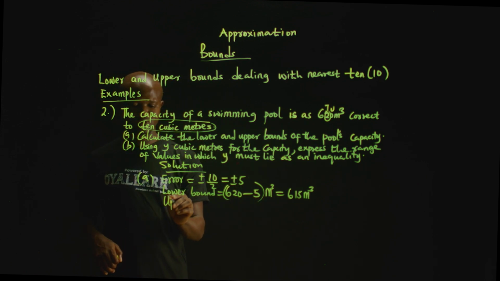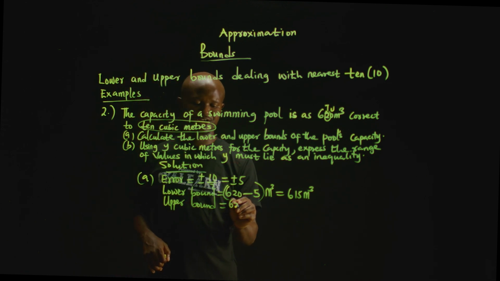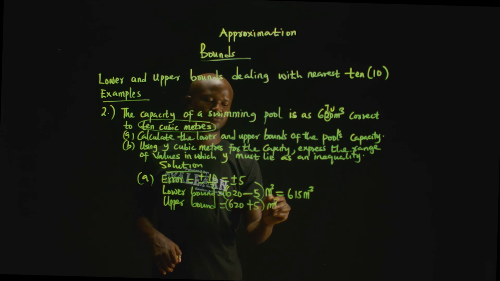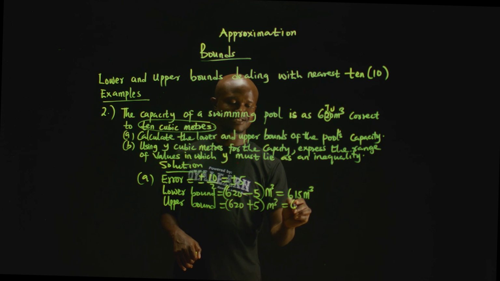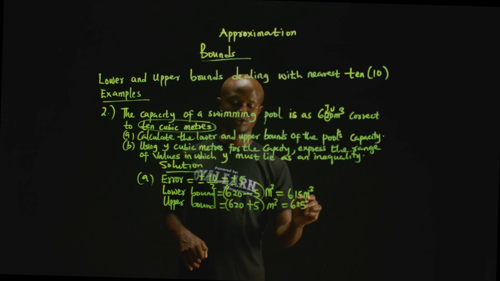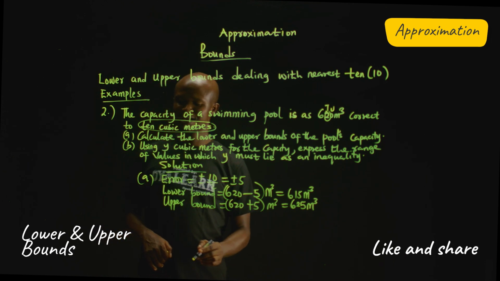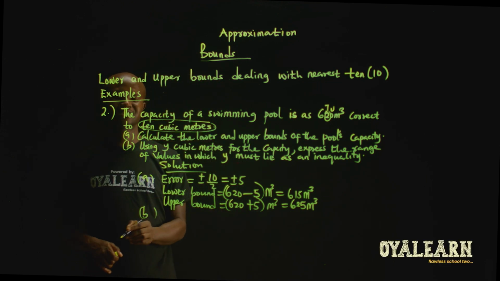Now we also need to calculate the upper bound. That's going to be 620 plus 5 meter cube. That will be 625, because 620 plus 5 is 625 meter cube. That's the solution for the A part.